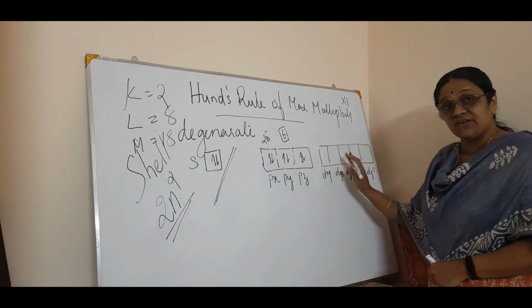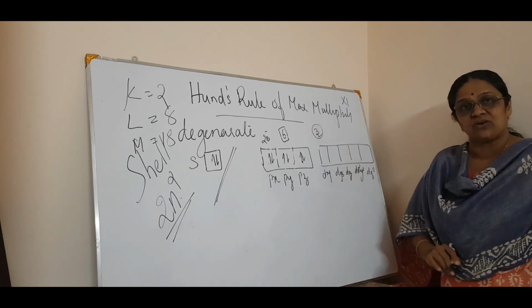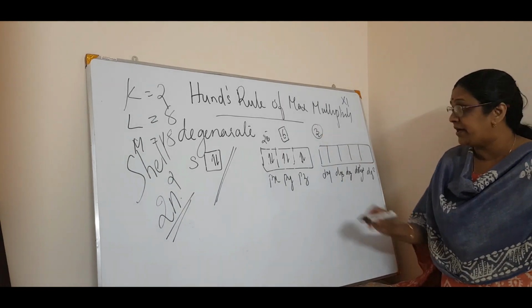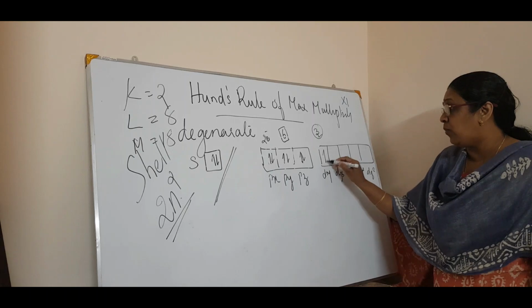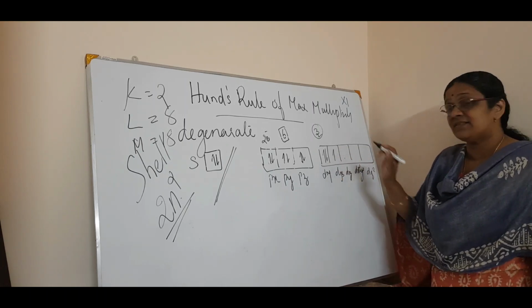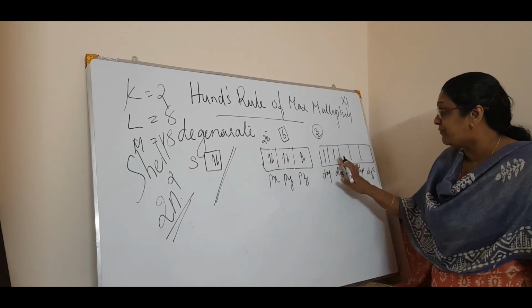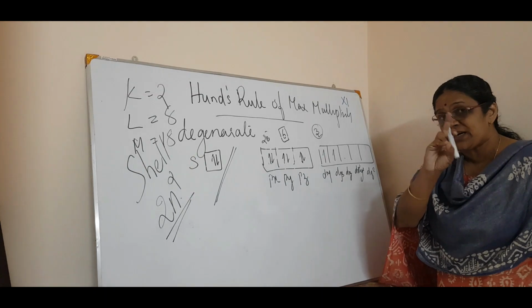Or if it is the case of d electrons, say d is having 3 electrons, we have to fill 3 electrons in d. How will you do it? How will you fill it? You can fill 1, 2 and 3. You cannot pair this and like this 2 and 1, 3. No. First of all the 5 d orbitals has to get at least 1 electron.